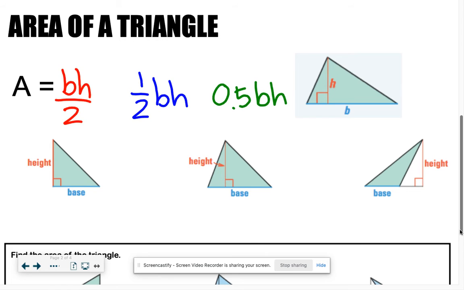Now the only tricky thing sometimes with triangles is our height can be in different spots. So the thing you want to always look for is the right angle. If you have a right triangle, your two sides would be your base and height. If it's an acute triangle, your height's on the inside. And the weirdest one is if it's an obtuse triangle. Do you see that it's on the outside? But again, look for that right angle and you'll know what to use.